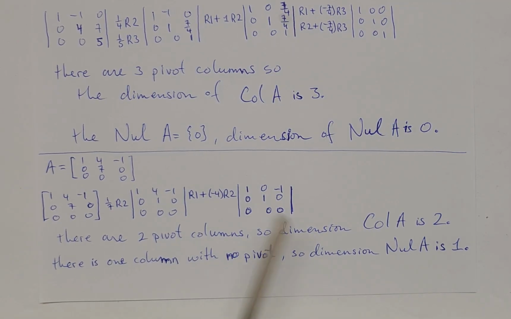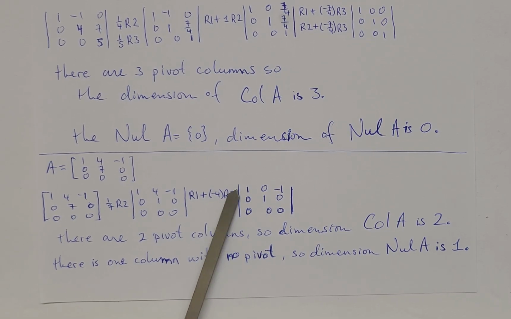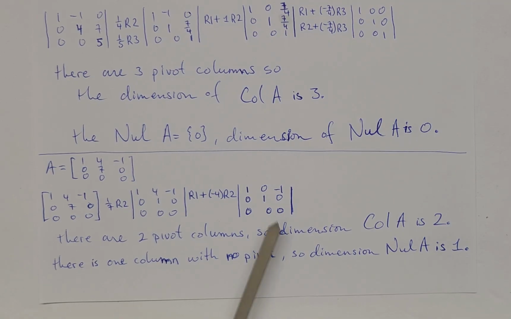Okay, so again, 1, 2, because I have something here. I have a 1 here, so the dimension of column A is 2. Here, this pivot position is 0, and I only have 1 zero, so the dimension of null A is 1.